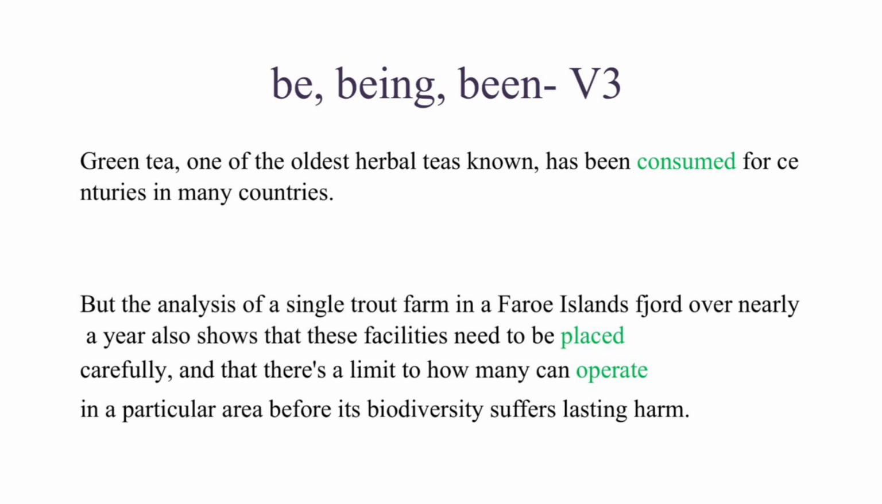But the analysis of a single trout farm in the Faroe Islands over nearly a year also shows that these facilities need to be placed carefully, and that there is a limit to how many can operate in a particular area before its biodiversity suffers lasting harm. So we saw in the beginning, can, could, may, might modal verbs are followed by V1, and we have V1, that is operate, the original form of the verb.